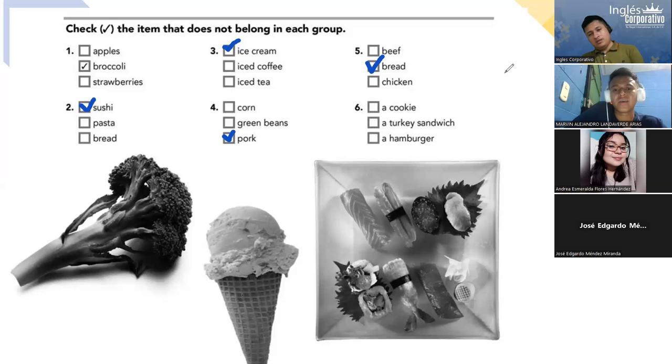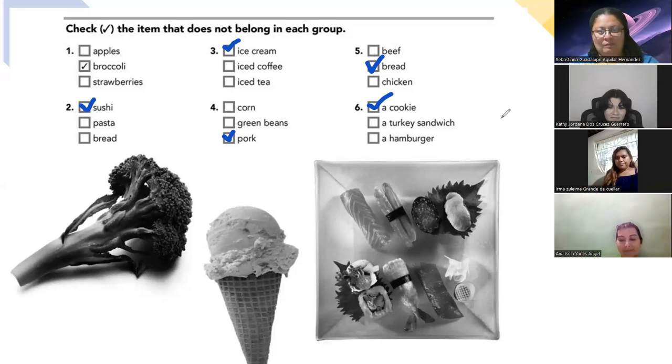What is in number six? What is something that does not belong here? A cookie. Oh, look at that one, right? A cookie, right? We have turkey sandwich. Look at that one, el pavito, right? Have you tried that one? Yes? I think it's el pavito.